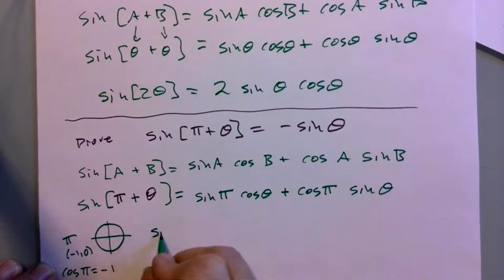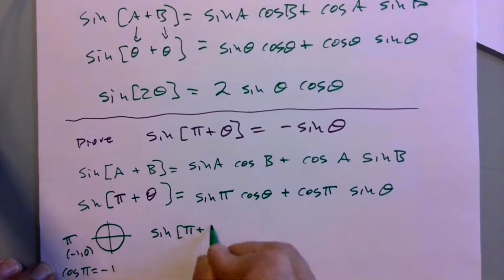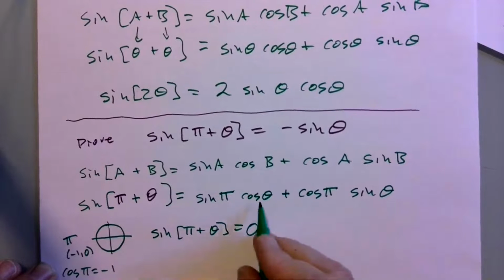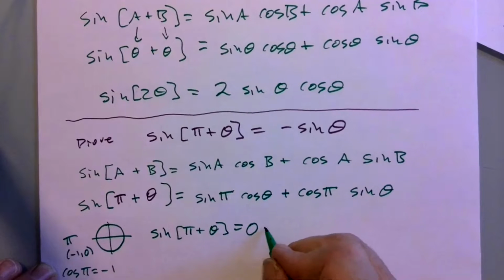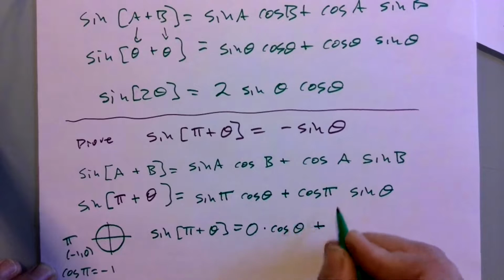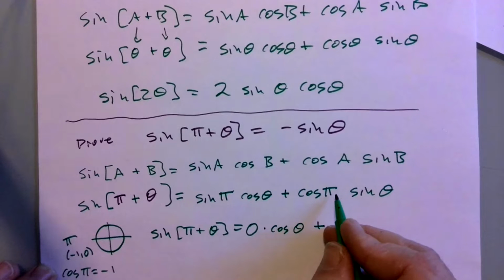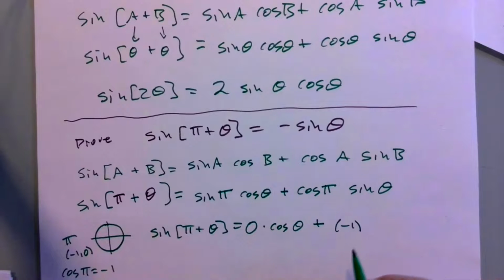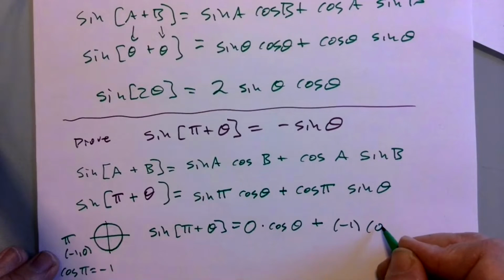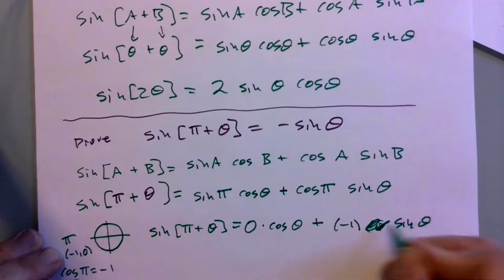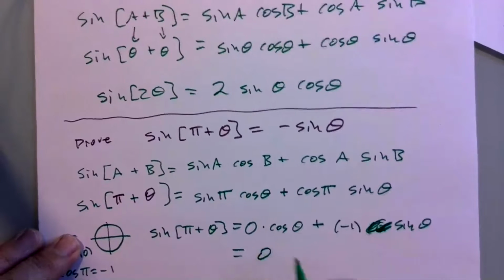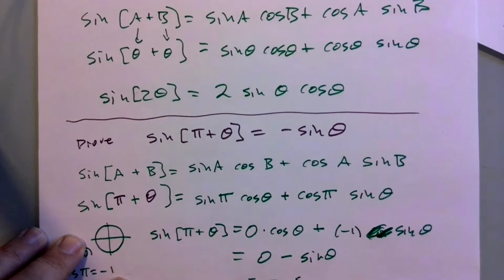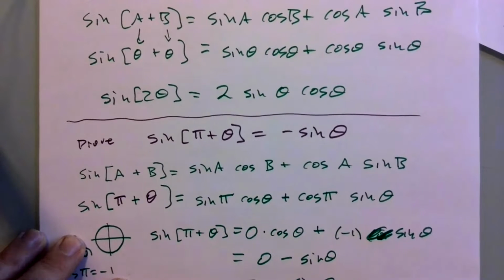So what does sine of pi plus theta equal? Sine of pi is 0, times cos of theta, plus cosine of pi. What is cosine of pi? Cosine of pi is -1 times sine of theta. What is sine of theta? Sine of theta is sine of theta. So what I get is 0 minus sine theta. I get negative sine theta.